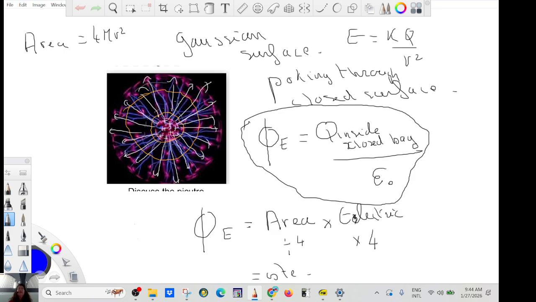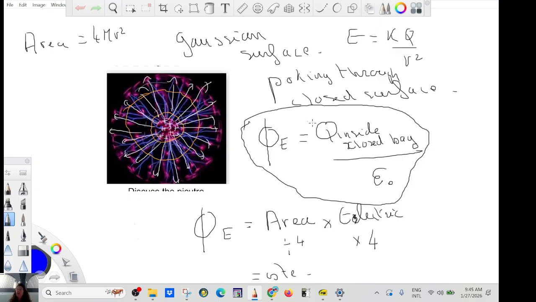You have a bag here. So you can define the number of lines poking through this invisible imaginary bag. That imaginary bag is what we call the Gaussian surface. Now, the number of lines poking through this surface is called the electric flux, the electric field flux. Okay, so the flux will be the number of electric field lines poking through this surface.